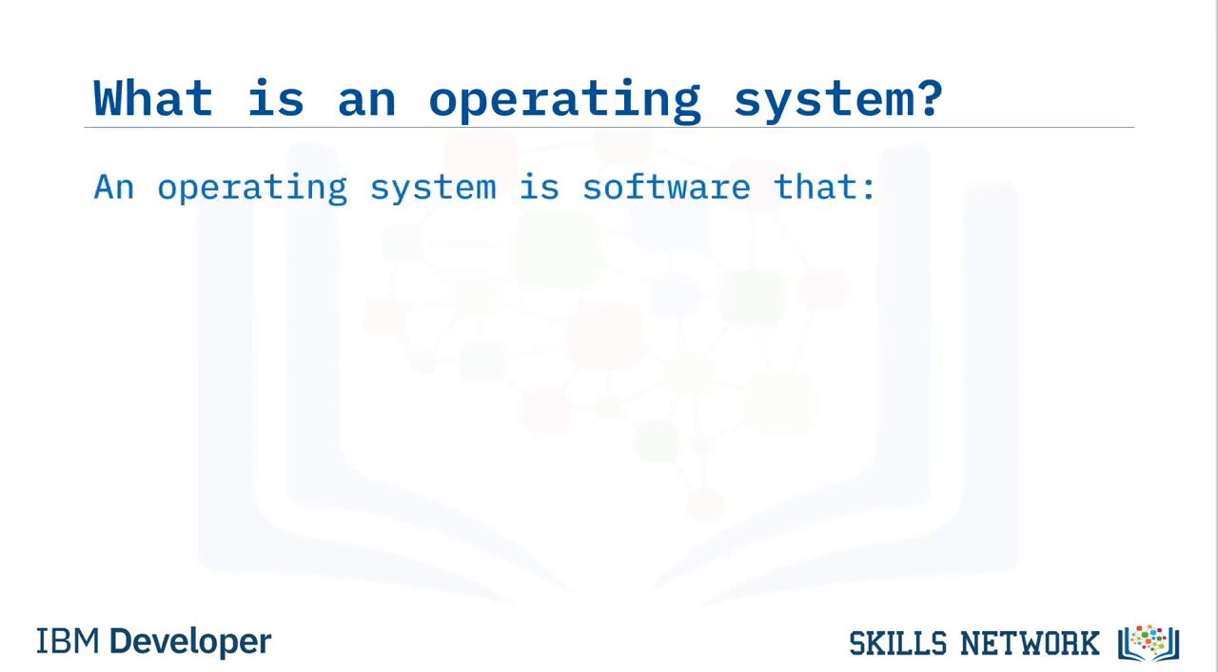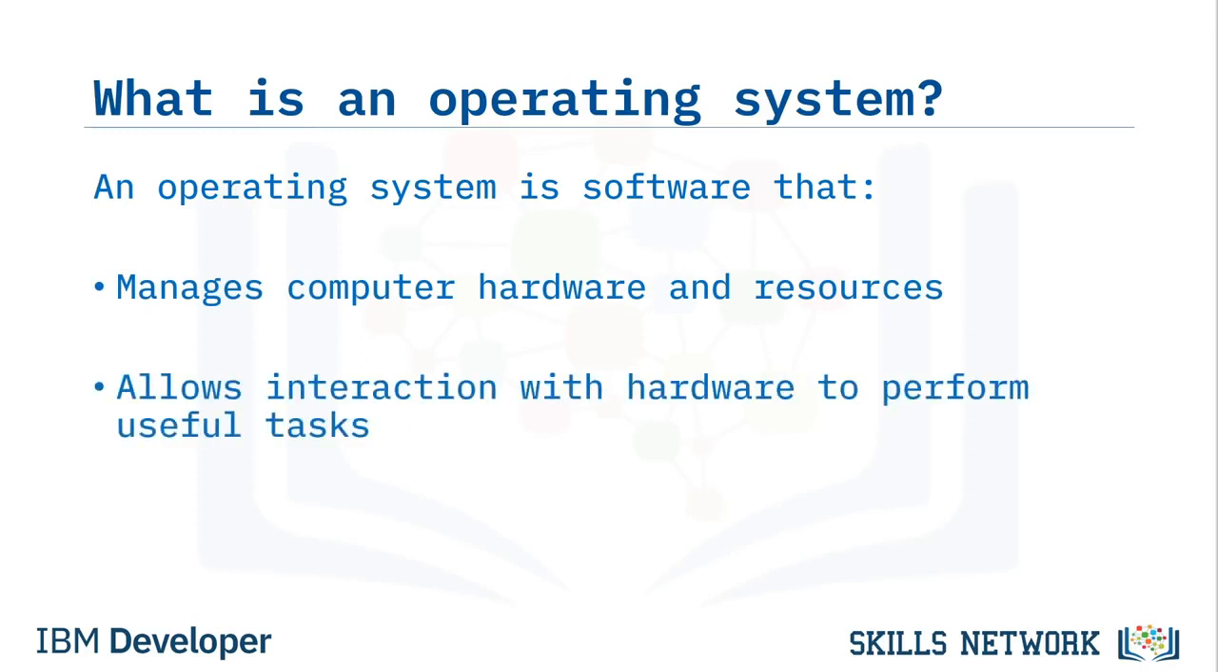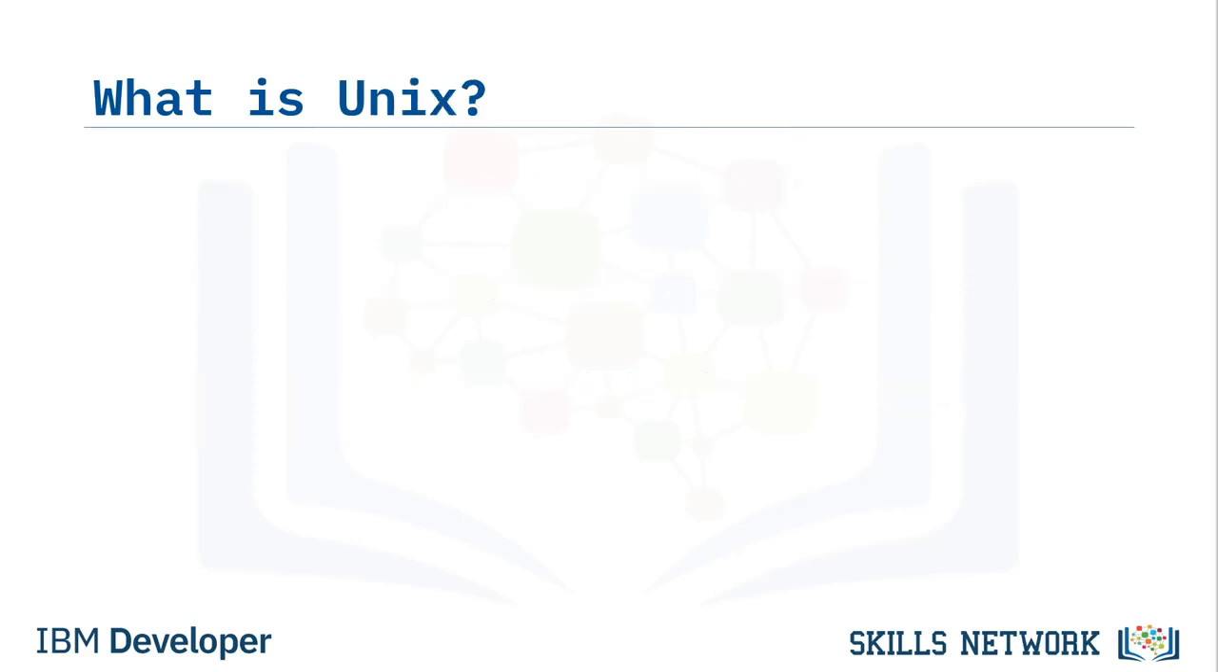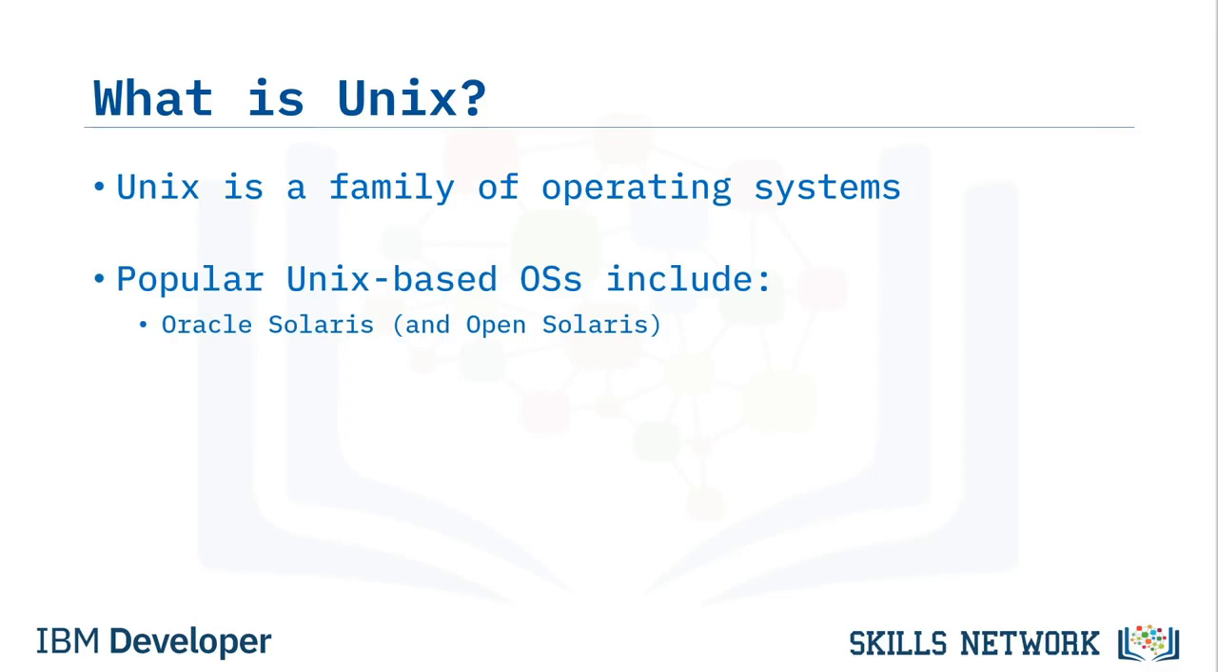What is an operating system? Well, it's software that manages computer hardware and resources and allows interaction with hardware to perform useful tasks. So, what is Unix? It's actually a family of operating systems. Some popular Unix-based operating systems include Oracle Solaris and Open Solaris, FreeBSD, HP UX, IBM AIX, and Apple macOS, which is one of the most popular desktop operating systems today.